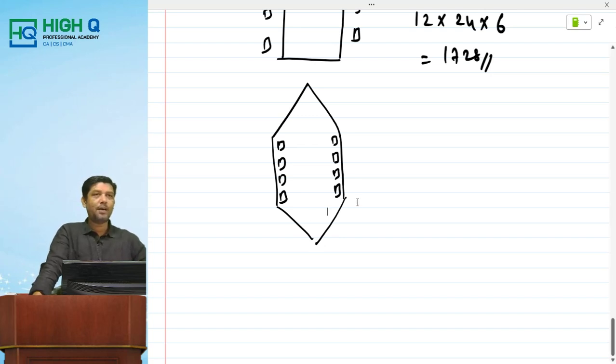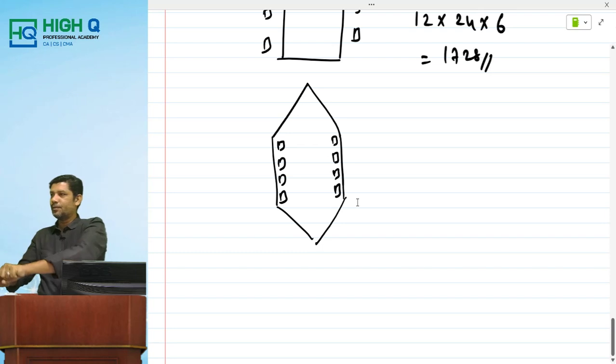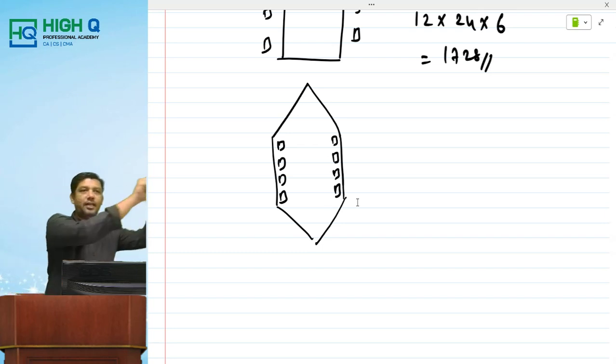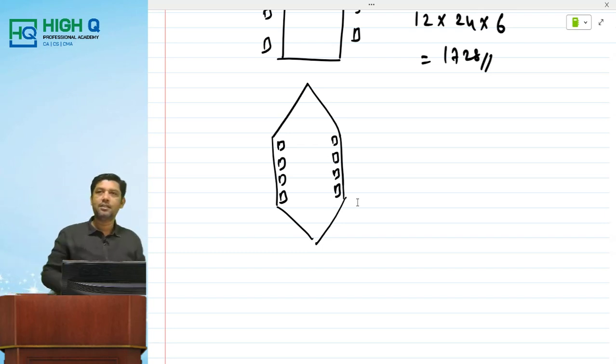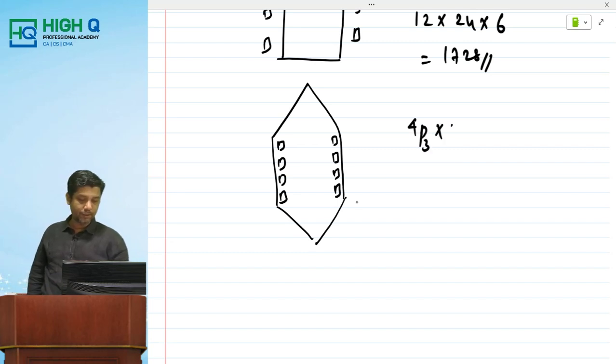Now in that, what happens: 3 particular men want to row on one particular side, and 2 on the other particular side. The remaining 3 don't have any problem. Now tell me, my dear, is it similar to the previous question? So what exactly will come? 4P3.